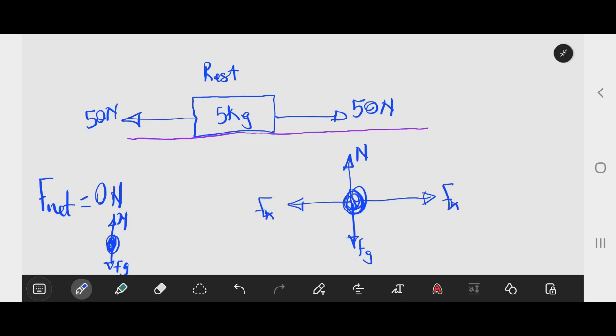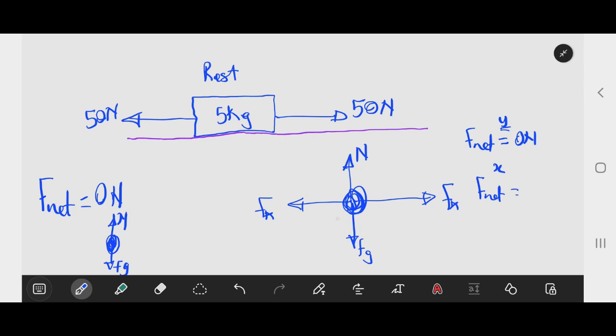So if you try to calculate the net force on this object, the net force in the y direction, you have two forces, which are the normal force and the gravitational force. In this case, the normal force is equal to the gravitational force. Therefore, the net force in the y direction is equal to 0 newtons. So let's check the net force in the x direction. We have two forces, an applied force of 50 newtons to the right and an applied force of 50 newtons to the left.